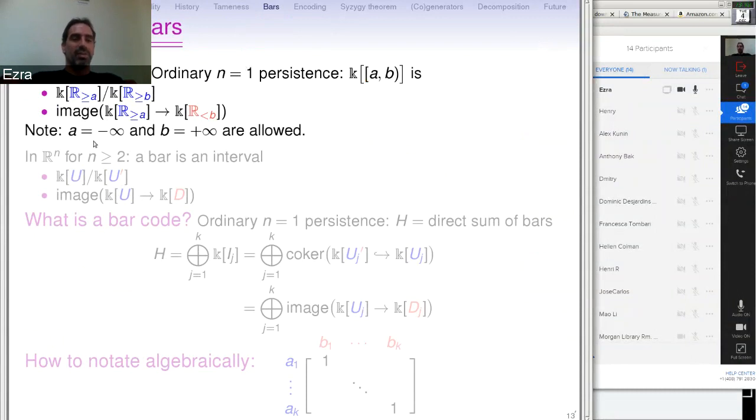So note that A equals minus infinity and B equals plus infinity are both allowed. There's no reason why you can't have a bar that extends infinitely to the left, or a bar that extends infinitely to the right. Those are perfectly allowed. Although when A is minus infinity, then you have to have an open left endpoint there because you don't really want to include the minus infinity there. Okay, so in R^n for n at least 2, a bar is an interval. And then you get the same thing. It's either a quotient module or it's the image of a module from an upset to a downset.